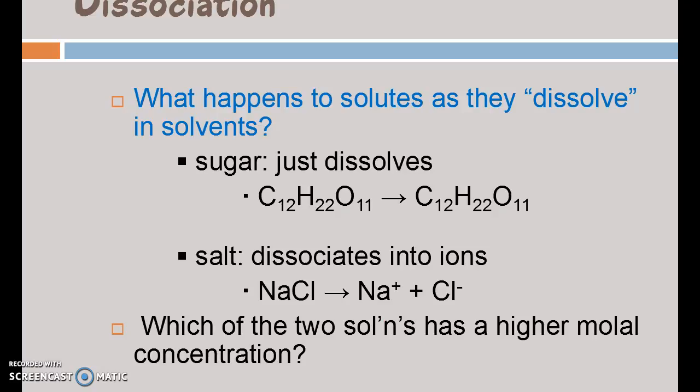So the question that we want to ask ourselves is, which of these two solutions will have a higher molal concentration? Well, if you think about it, look on the left side for the sugar: 1 mole of sugar here creates 1 mole of sugar in solution. But if you look at the salt one, on the left-hand side we have 1 mole of table salt, and on the product side we have 1 mole of sodium ions plus 1 mole of chloride ions. So it appears that potentially the sodium chloride could have a greater molal concentration based on the fact that there are 2 particles there in that solution now.